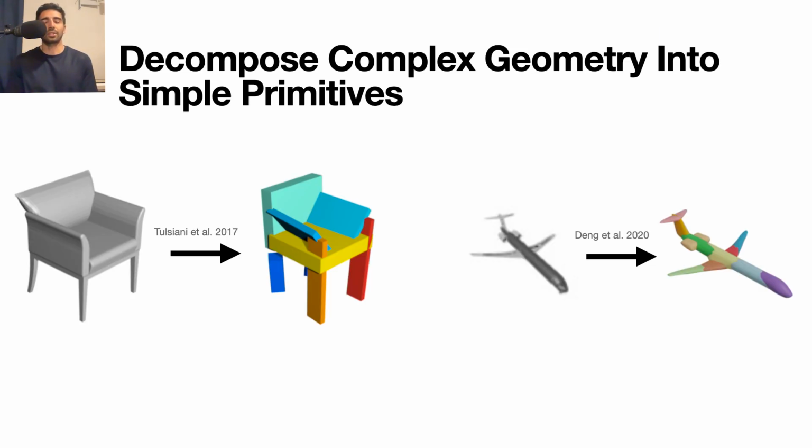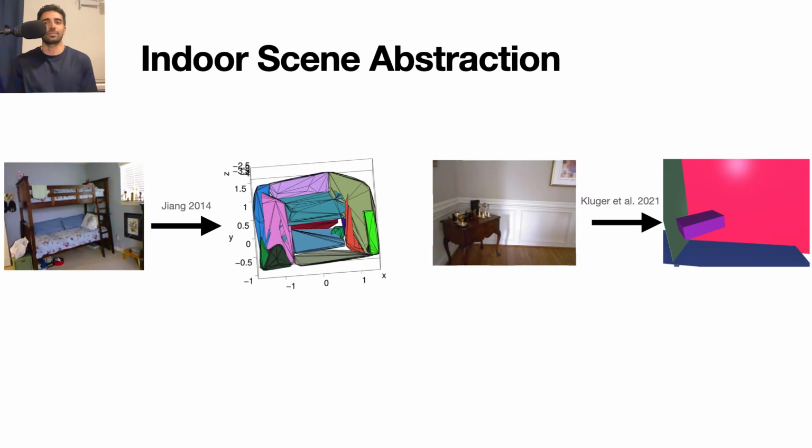Parsing complex objects into simple geometric primitives has been an exciting area in computer vision for many years. Previous work has decomposed ShapeNet objects into coarse abstractions, in some cases with semantic meaning, like separating the seat, legs, and a backrest into independent cuboids. Geometric compression and physical simulation could be other applications for primitive decomposition.